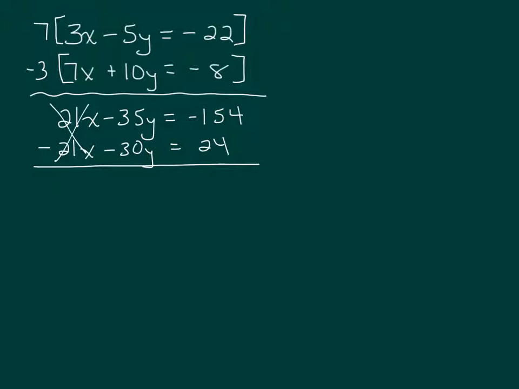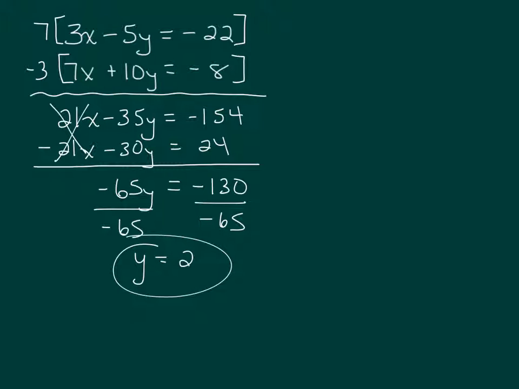So now negative 35 plus negative 30 is negative 65y. And negative 154 plus 24 is negative 130. So now it's very easy to solve. y equals positive 2. So how do I get x? Well, now that I know that y is 2, I can take it back and plug it into either of the two equations. So let's choose the one on the bottom.